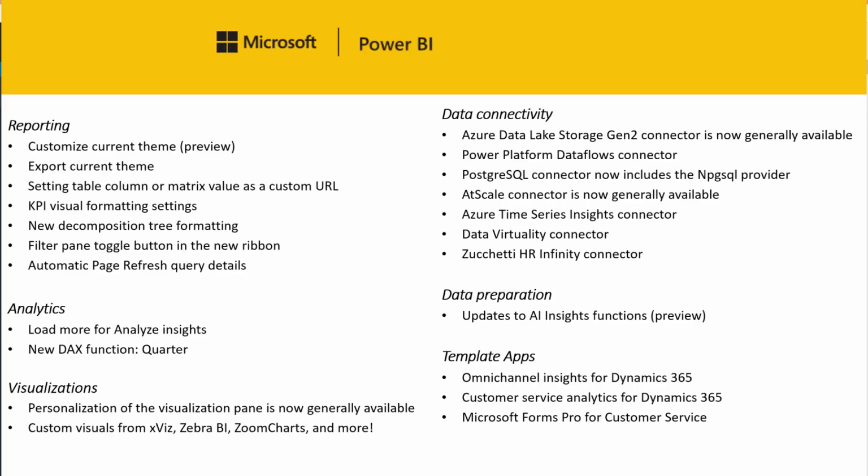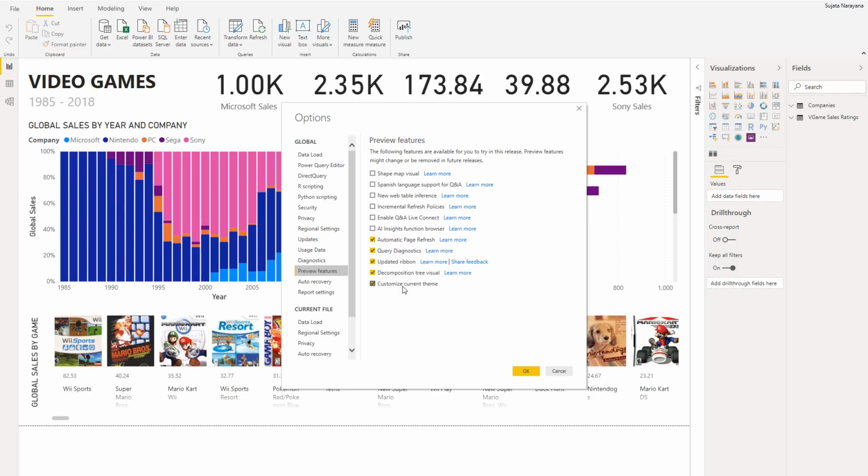First on our list in the reporting section, we've added a new preview feature that allows you to customize the current theme. This is a pretty big feature because before this, you'd have to either write or modify a JSON file if you wanted to update your theme. But now you can do so all simply in the UI. So let's go take a look at a sample report to see this feature in action.